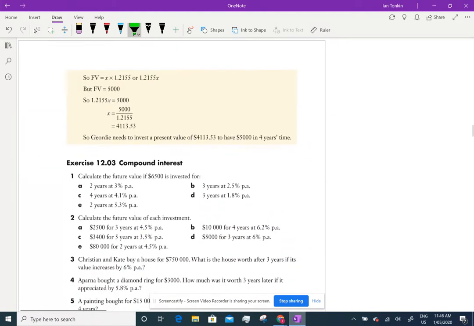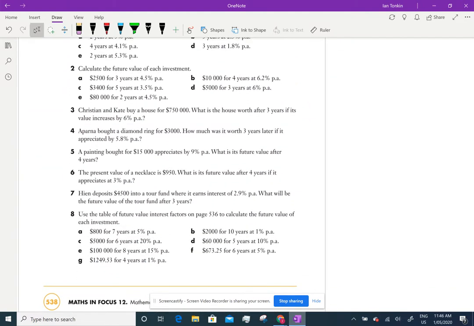Now, compound interest. When we did simple interest, it was just going up by the same amount every year. So if you had $100 and you were earning 5% simple interest, that means every year you would get $5. But if you added that $5 to the investment and then calculated interest on $105, you can see that it would go up very quickly. So let's have a look.